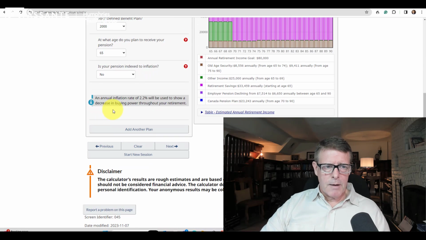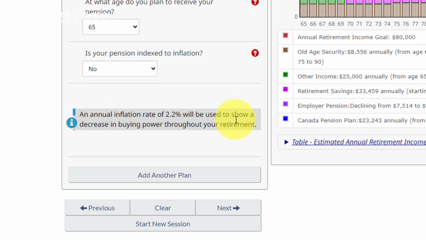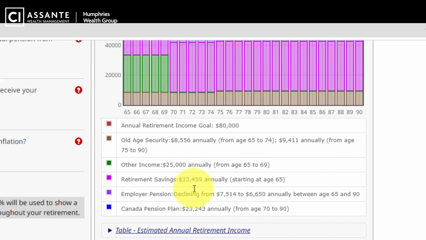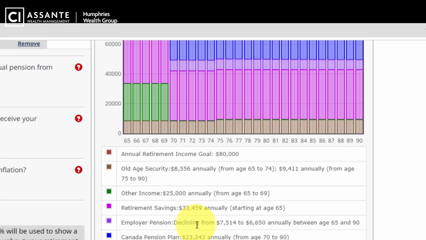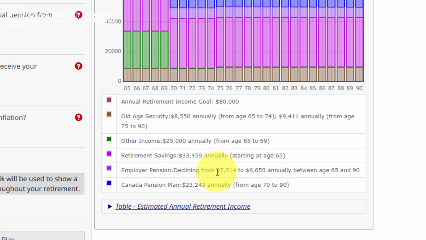Now, I said the plan was not indexed, so interesting. What the planning model does, it says, well, an annual inflation rate of 2.2% is being used in this model. So they've decreased the purchasing power in this pension plan. So if I go to the assumptions here in employer pension plan, it says the income between the defined benefit plan of $2,000 and the defined contribution starts at $75.14 per year pre-tax, and gradually by age 90 it has purchasing power of $66.50 because it's losing ground over the years.